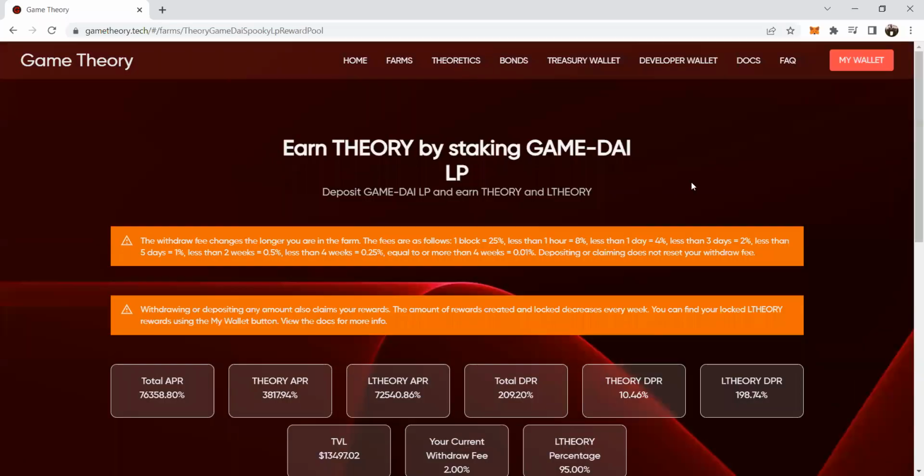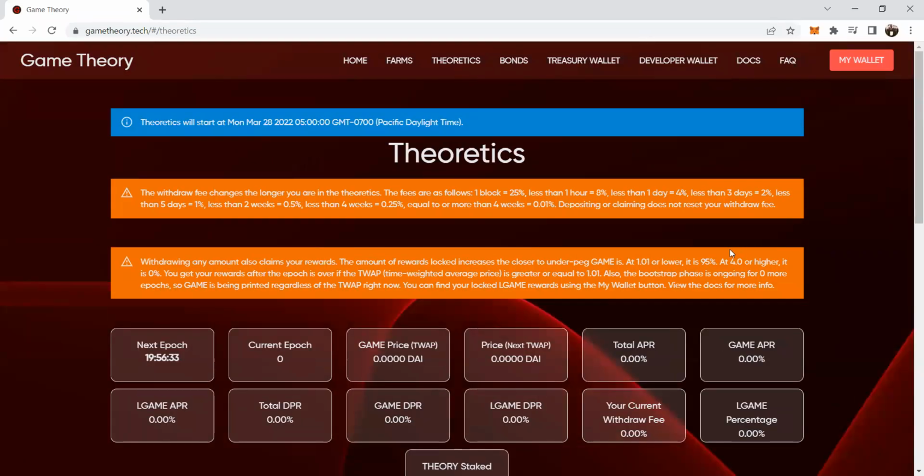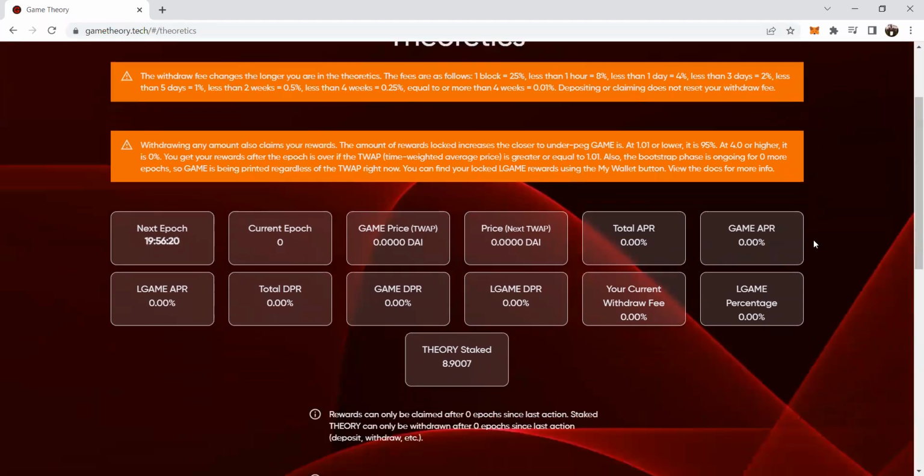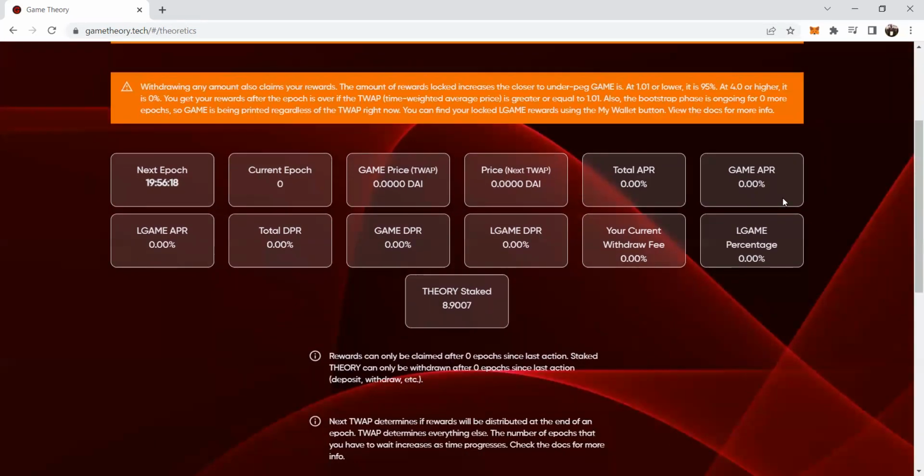Moving on to Theoretics. So in Theoretics, when you earn your Theory rewards and you claim them and you want to take them over into Theoretics, then you'll see here it has the same withdrawal fees as the farm. Same thing, but now with the Game token, we still have the locked Game versus Game, but now instead of it being about a specific time period, the ratio of Game to locked Game is all about the time-weighted price average of the Game token.